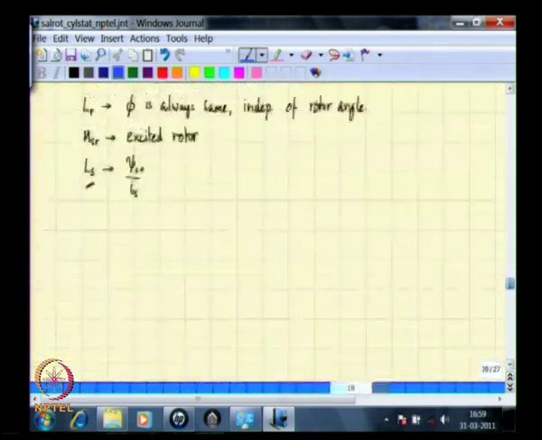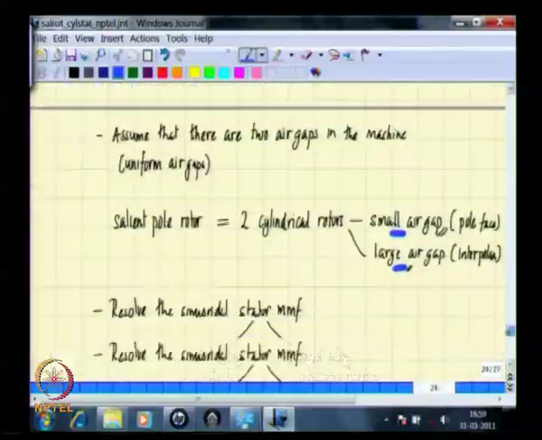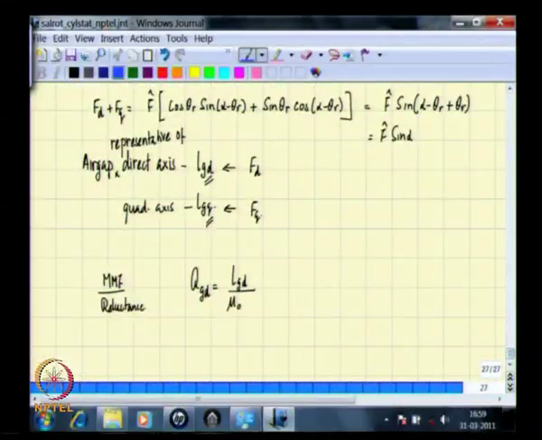Now, let us say we want to consider the flux at a particular angle alpha, then we consider an elemental angle d alpha, and along the axial length of the machine, the area associated with that will then be r d alpha, that is the segment length, multiplied by L, that is the axial length of the machine. So, this gives you the area of that small elemental segment.